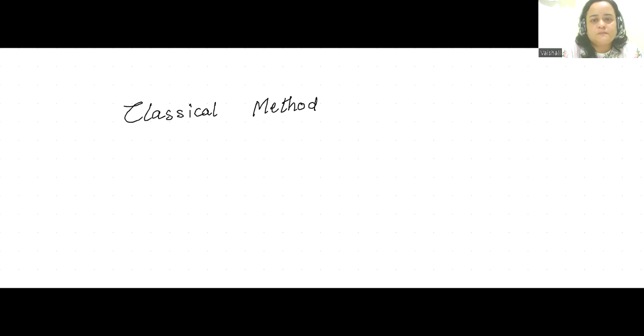Please confirm if you are able to see the whiteboard. Yes. So we will be talking about the classical method using Laplace. Anybody, have you heard about what Laplace and the Laplace transform are before? No? Okay, fine. We will be talking about it in detail.